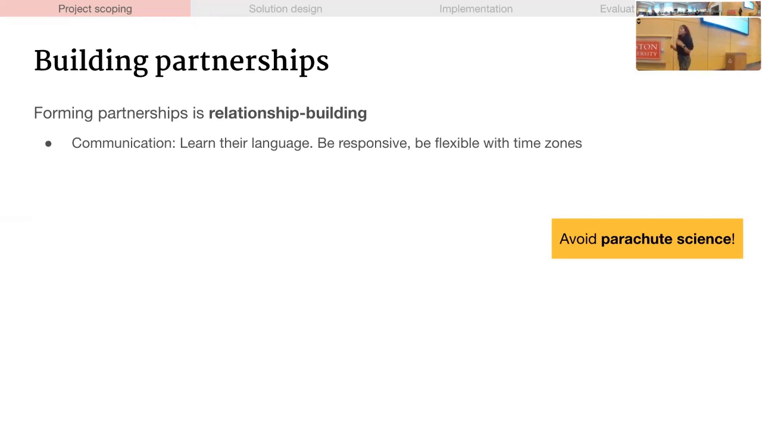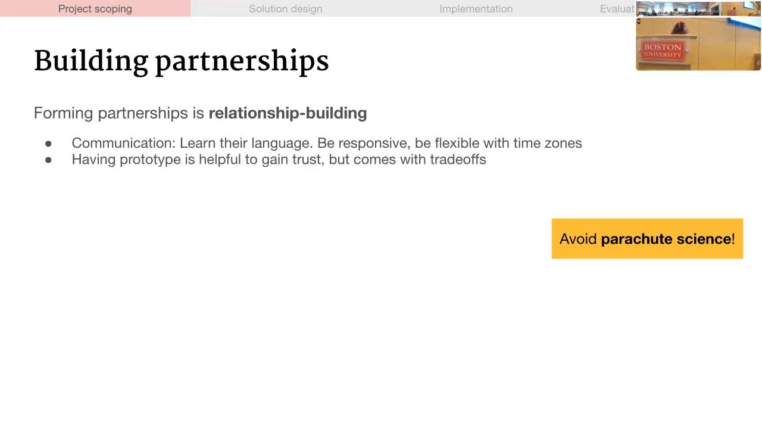By being immersed in this problem, you can understand what their jargon is and how they think about things. And I am a huge advocate of being really accommodating with time zones, for example. I work on conservation problems, and oftentimes I'm working with folks in Cambodia or Uganda, and I take meetings at 5:30 in the morning if necessary, or in the evening, because these are just the times that are available to them.